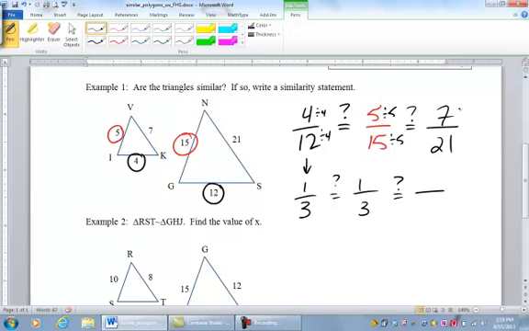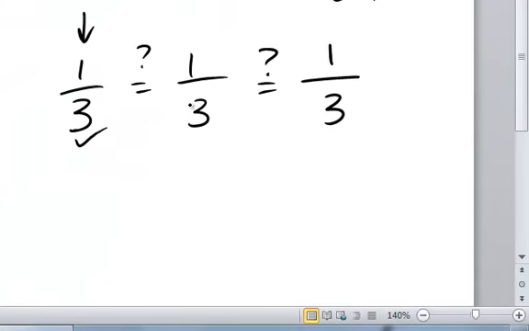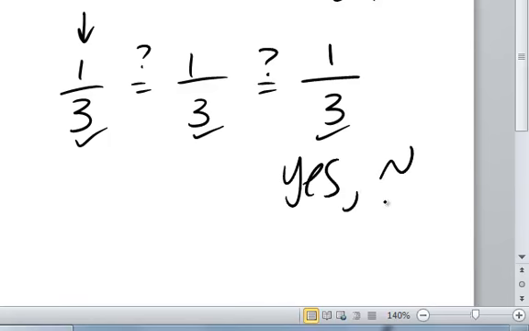What is this top one reduced to? We can divide top and bottom by 7. So, oh wow, 1/3 equals 1/3 equals 1/3. So my answer is yes, they are similar triangles.